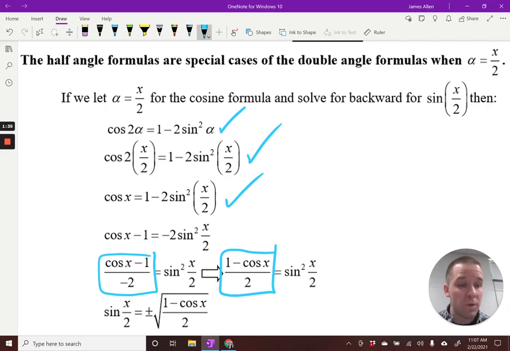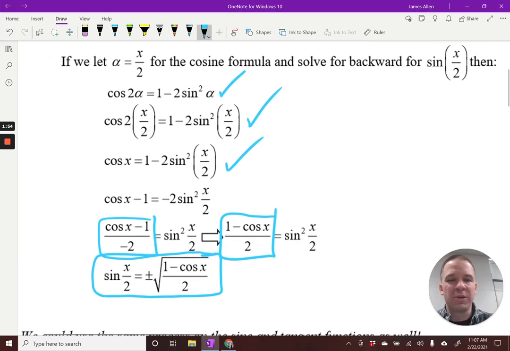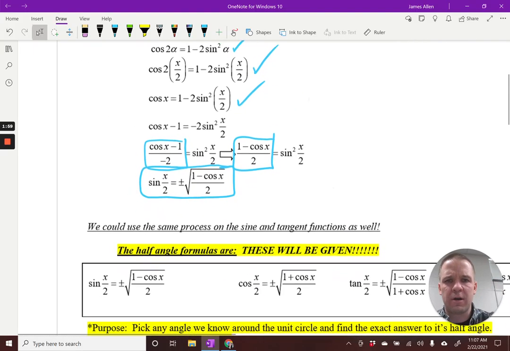And if I square root on both sides, I end up with this formula where I have the positive and negative versions of the square root of 1 minus cosine of x over 2. So plus or minus square root of 1 minus cosine x over 2. Cool. All right, so we derived that from our double angle formula. Much like we've been doing with all these, they can all just be derived from one from the next. It's pretty cool how that all works.